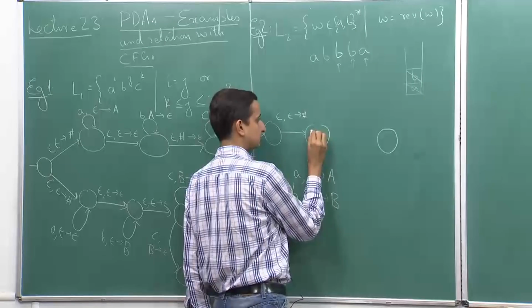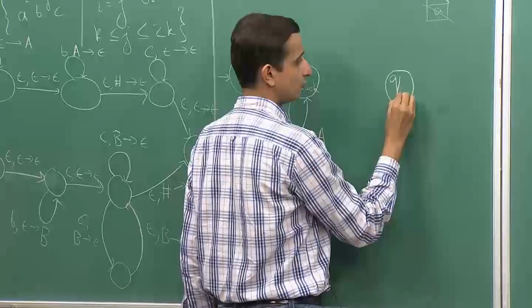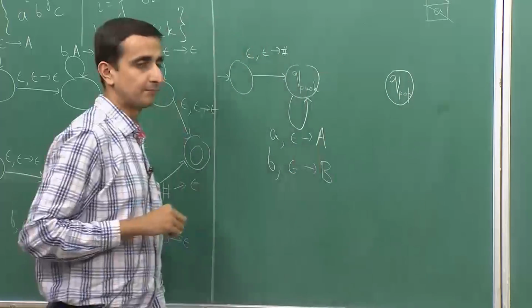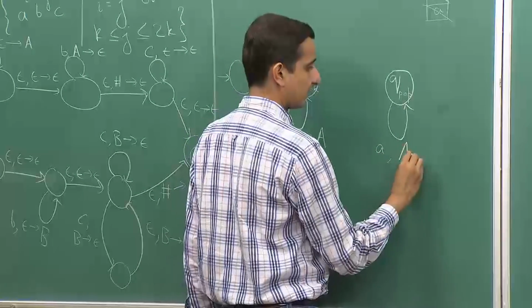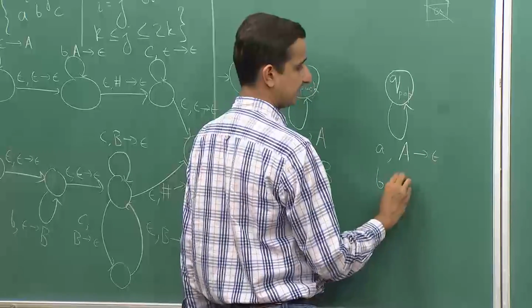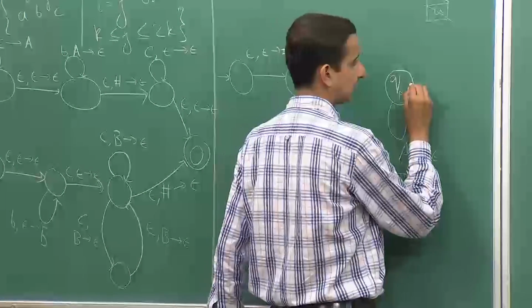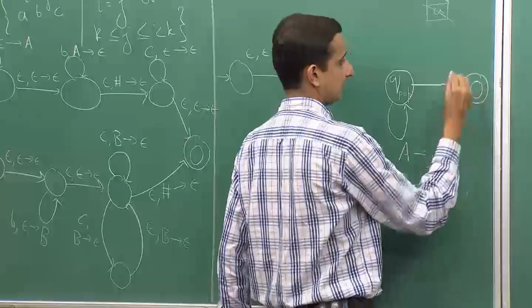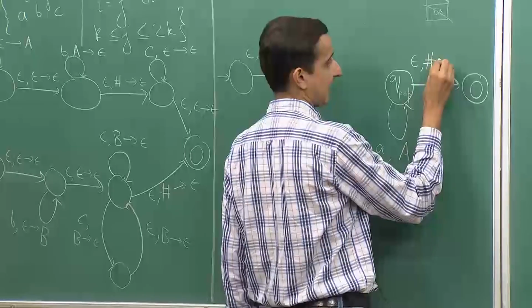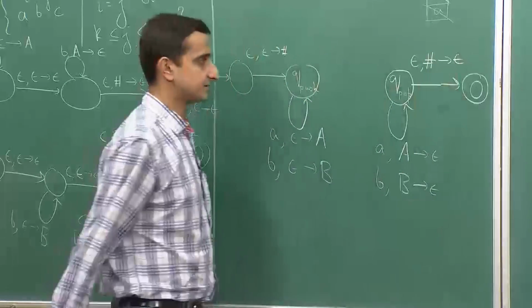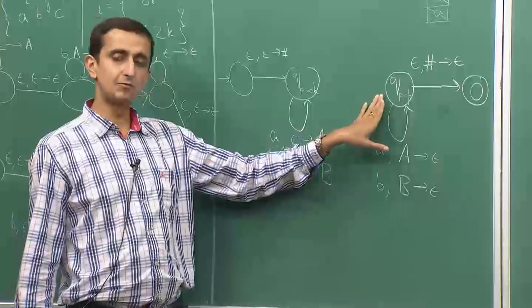So let me call this state Q push, and this will be Q pop. In this state, if I see an A, I will pop out an A, and if I see a B, I will pop out a B, and now I check whether the top of the stack is hash or not. So, without reading anything, if hash is the symbol on the stack, I will just remove it and accept. And how do I go from Q push to Q pop?